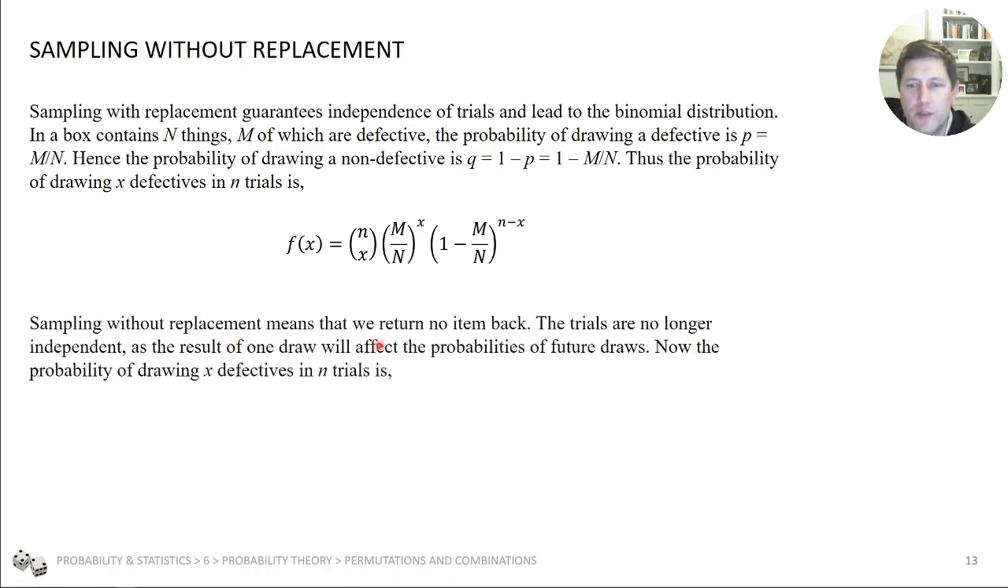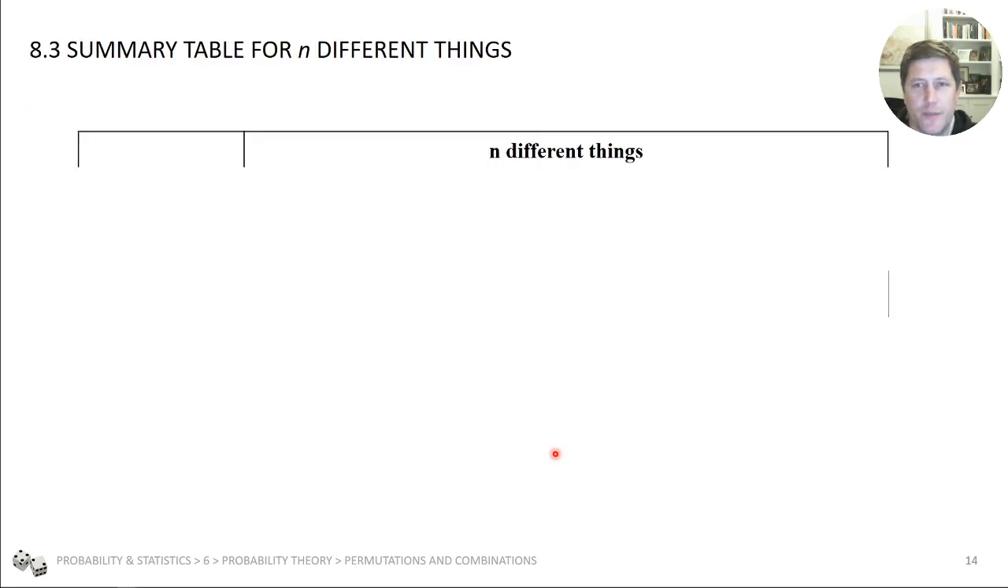But without replacement, it means that we don't return the item back. The trials are no longer independent, and the result of one draw will affect the probabilities of future draws. Now we can write the probability of drawing x defectives in n trials like this, where this is the binomial coefficient written in those three different ways. You'd have to expand all of those binomial coefficients to work out what that probability is.